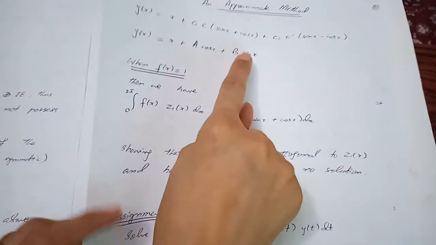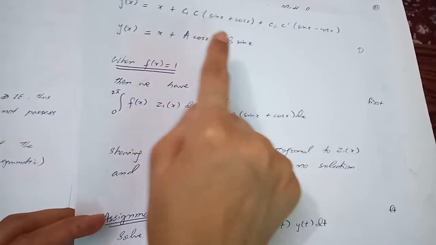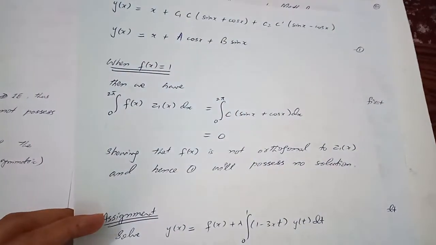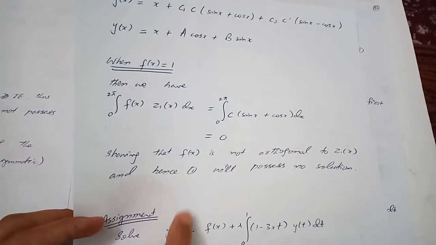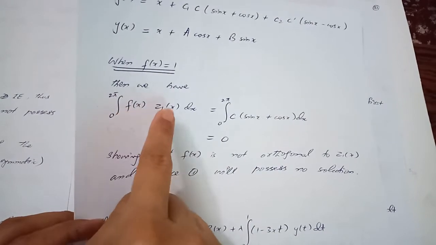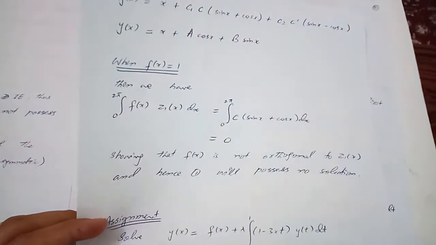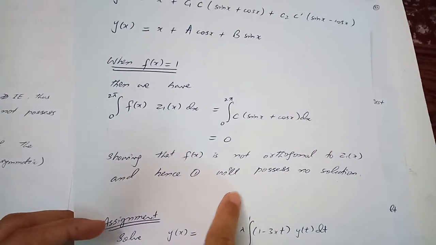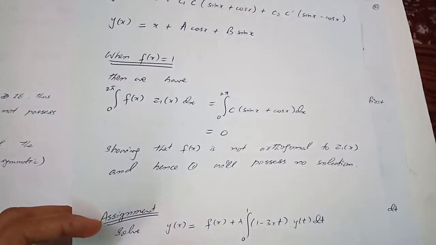Just plug in the values here. After plugging in and simplifying, I got this solution. And when f of x is 1, just plug in f of x as 1 and put the value of z1, simplify, you get 0. Showing that f of x is not orthogonal to z1 of x, and hence equation 1 will possess no solution.